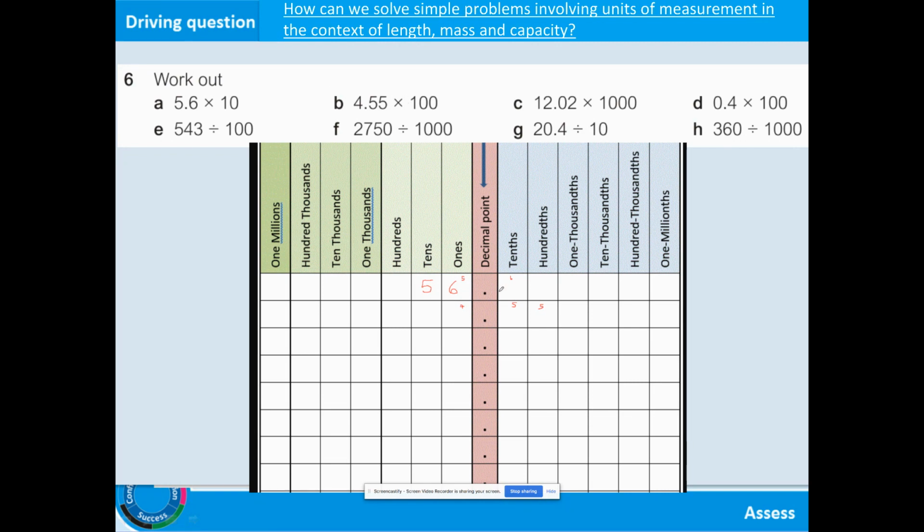This time we're multiplying by 100. So 2 places, 1, 2. The 4 is going to go here. 1, 2. 1, 2. I haven't got any decimals, so I can just leave it as 455.